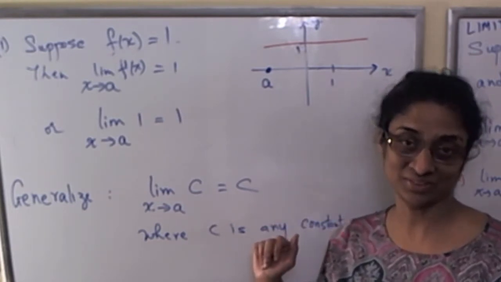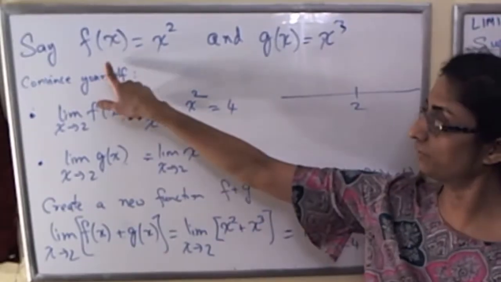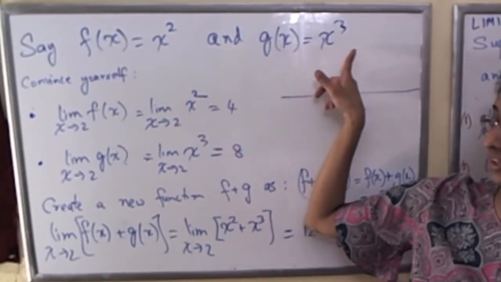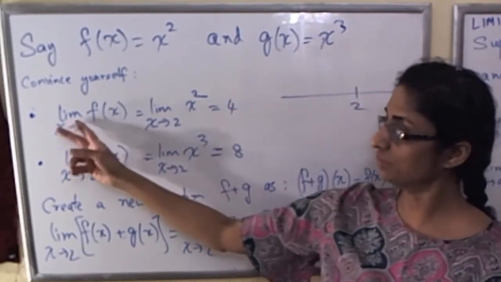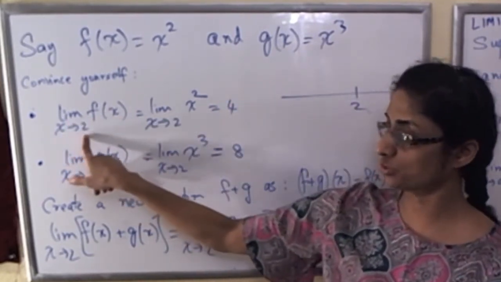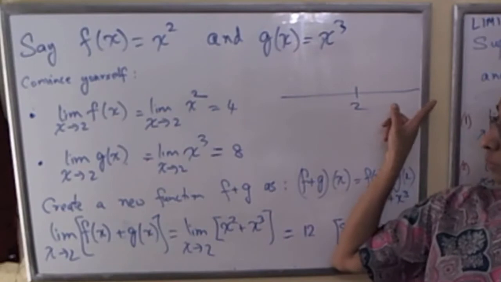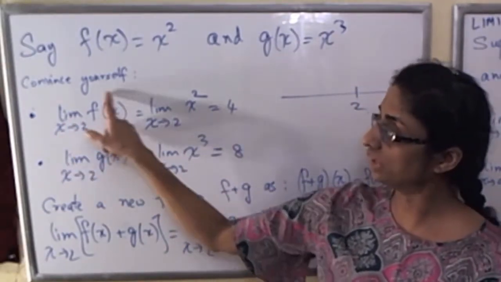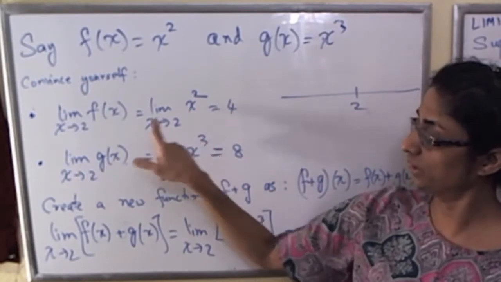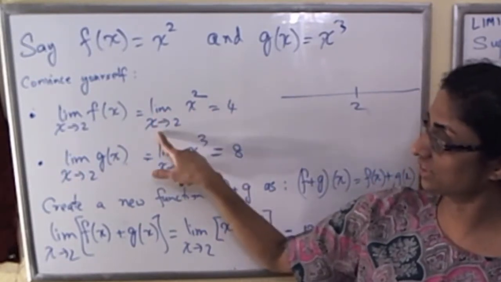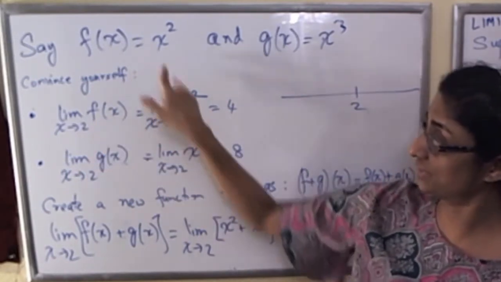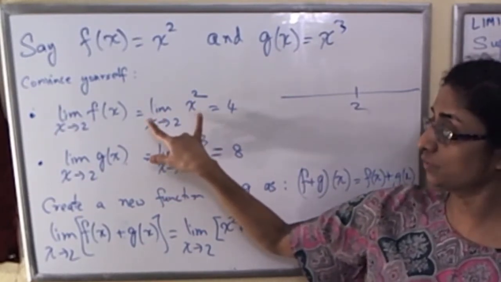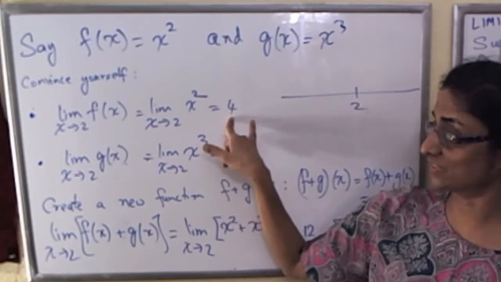So let's look at the next example now. Here I have f of x is the function x squared, g of x is the function x cubed. Let's look at limit of f of x as x approaches 2. So 2 is a point on the x-axis. And as you know, we can rewrite this in this form: limit of x squared as x approaches 2, because f of x is in fact x squared. You've seen this notation before. Now convince yourself that this limit is exactly 4.